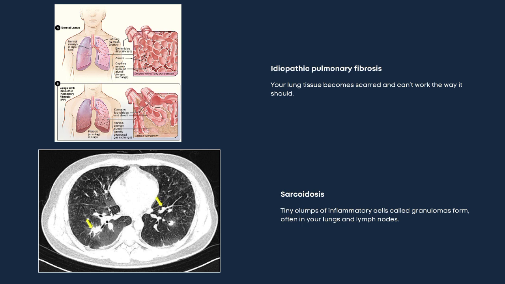Tiny clumps of inflammatory cells called granulomas form, often in your lungs and lymph nodes. Sarcoidosis is a disease characterized by the growth of tiny collections of inflammatory cells, or granulomas, in any part of your body, most commonly the lungs and lymph nodes. But it can also affect the eyes, skin, heart, and other organs.